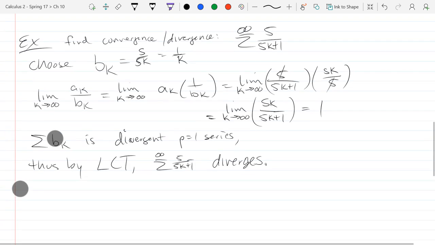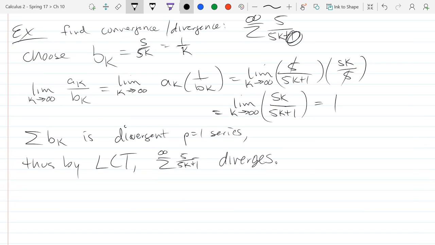Now you should be able to see that it doesn't matter what number I added right here. I could have added a million. Wouldn't have changed anything. Could have subtracted a million. Wouldn't have changed anything. So limit comparison test is a lot more applicable to a lot more types of series.